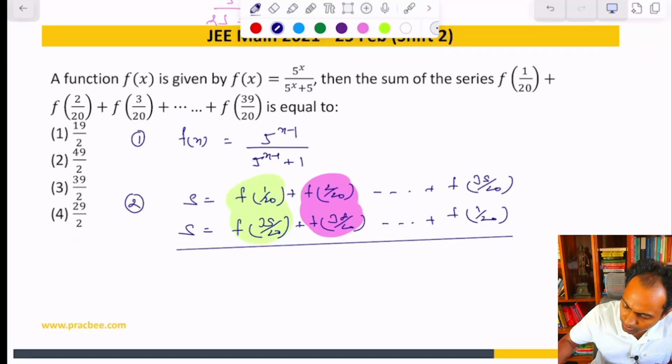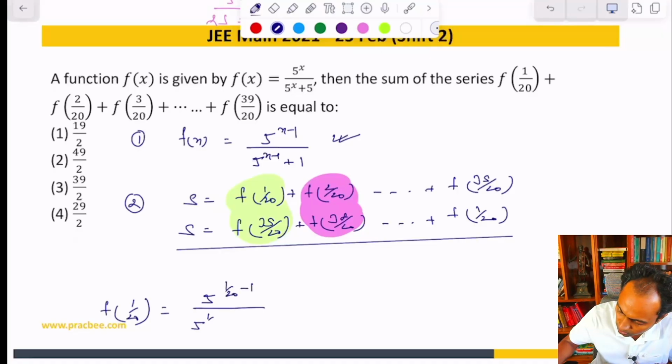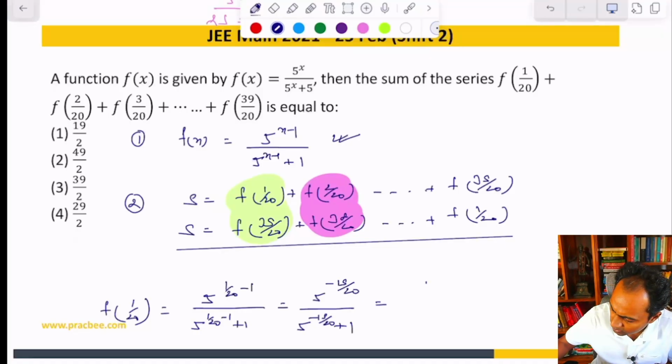So what we can do here is take f of 1 by 20 and substitute the value in this expression that we figured out earlier. It becomes 1 upon 5 raised to the power 1 by 20 minus 1, plus 1. So it becomes 5 raised to the power minus 19 by 20, plus 1. And if I simplify this, it will become 1 upon 1 plus 5 raised to the power 19 by 20.